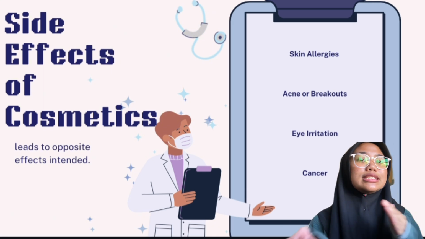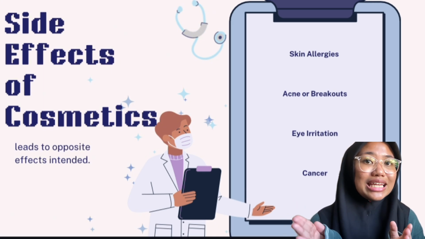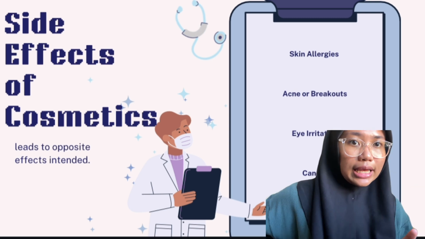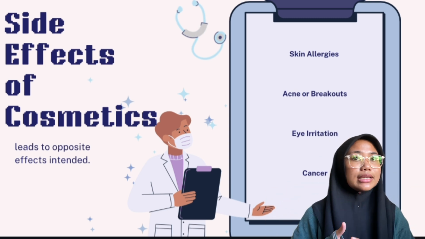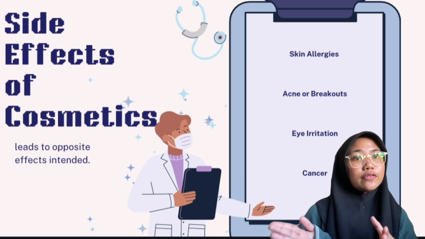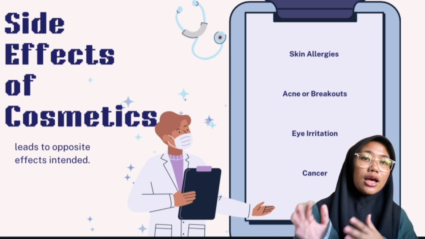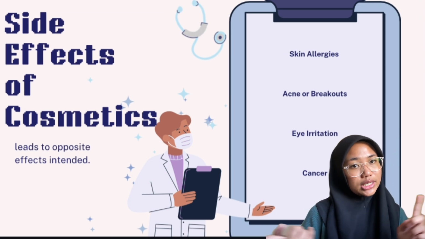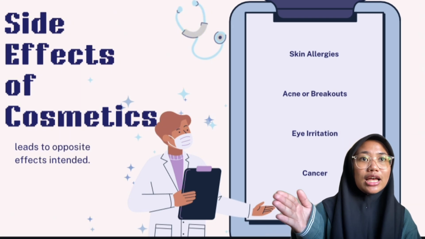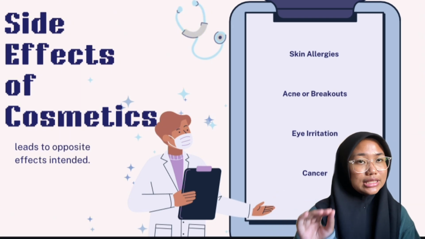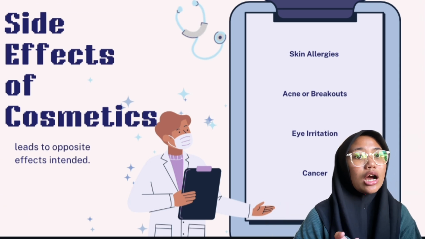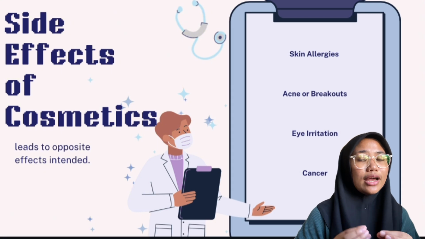Lastly, we move on to the side effects of cosmetics, which will lead to the opposite effects of what is intended. Chemicals known as parabens, which include ethyl parabens, butyl parabens, and isopropyl parabens, are used as preservatives to prevent bacterial growth in cosmetics. Parabens can cause various allergic reactions like skin irritation, blotches, and blemishes on the skin. Another common allergen in cosmetics is salicylate, which can cause an outbreak of painful rashes or hives if you have sensitive skin.